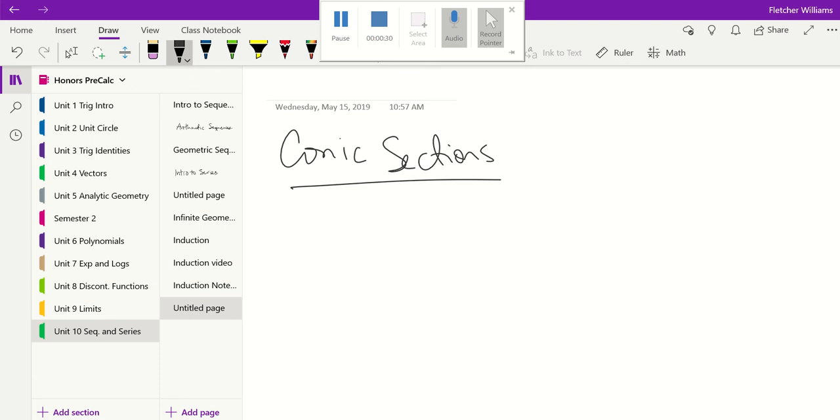What was the first conic section we looked at? Circles. And then? Ellipses. And then? Parabolas. And then?